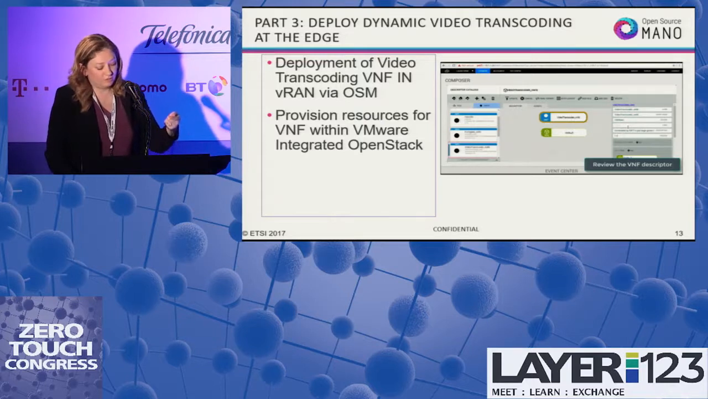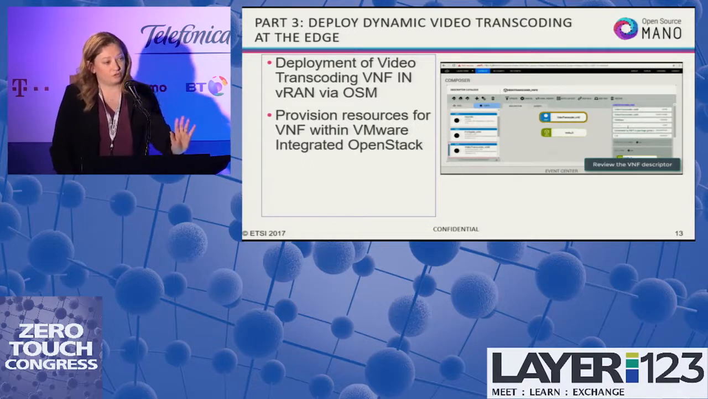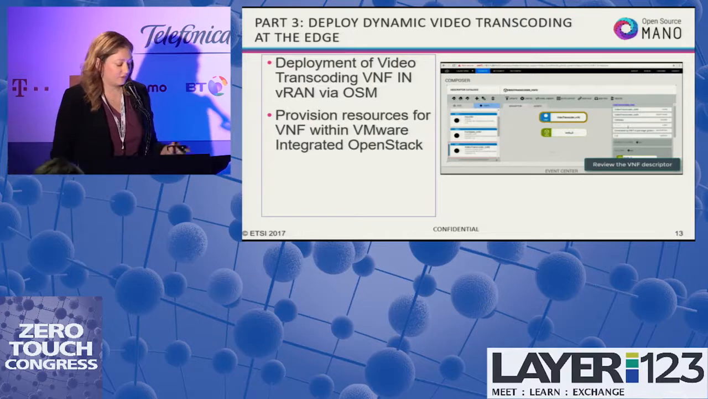And so the content is ingested, transcoded, and sent out of the same data center that exists near the edge or closer to the users that are consuming it, as opposed to hairpinning all of that traffic back and forth after it's been transcoded.